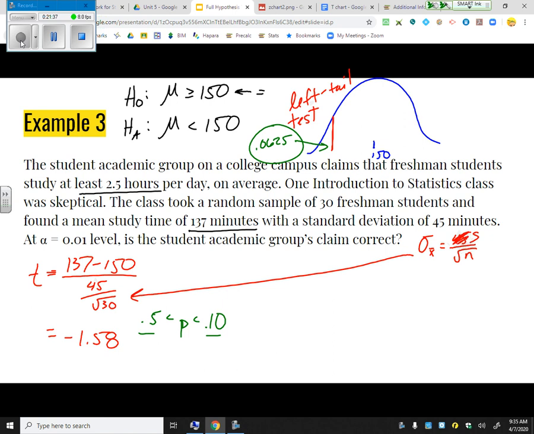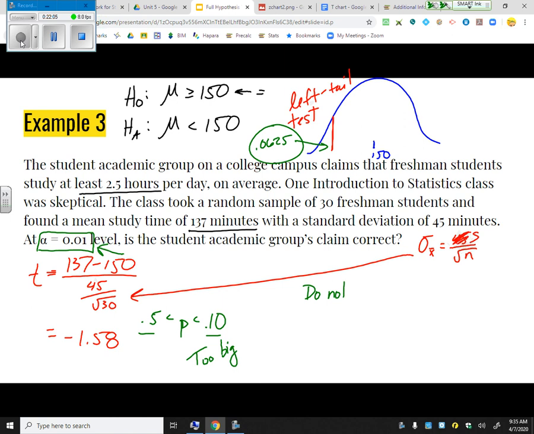If I know it's between 5 and 10%, and I've set my level of significance at 1%, that means I want my p-value to be less than this 1% right here. Now, I did not get that. It is at 6%, or anything between 5 and 10% is going to be bigger than 1%. So it's way too big. So I don't get to reject H0.